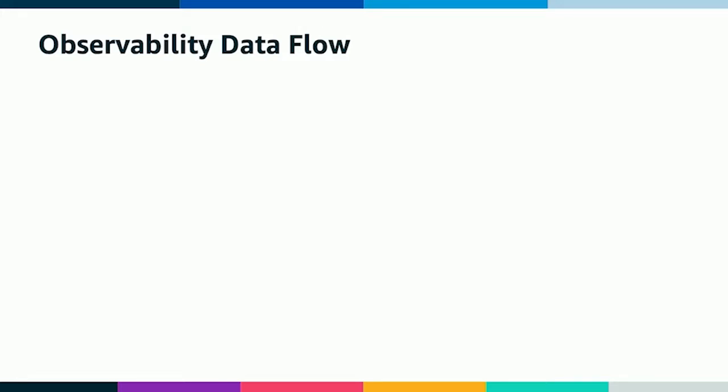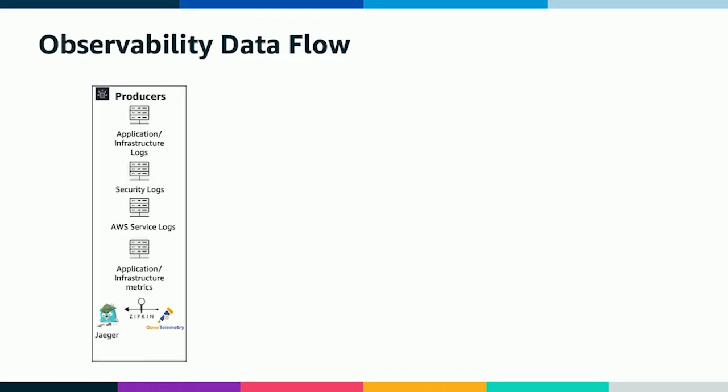So here I'm going to talk about what the observability data flow looks like in a nutshell. Number one, we have a set of producers. These producers could be your application instances or your servers which are sending data to your log solutions, and it could be some other AWS services as well.